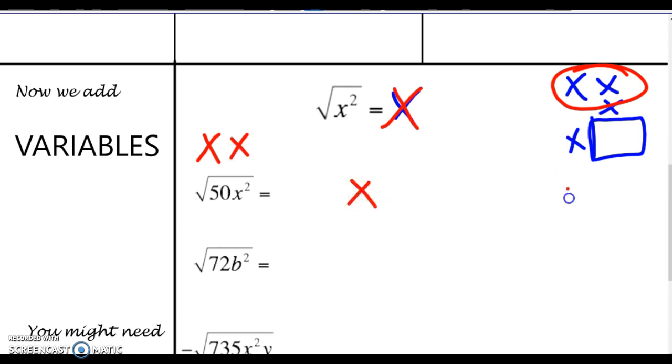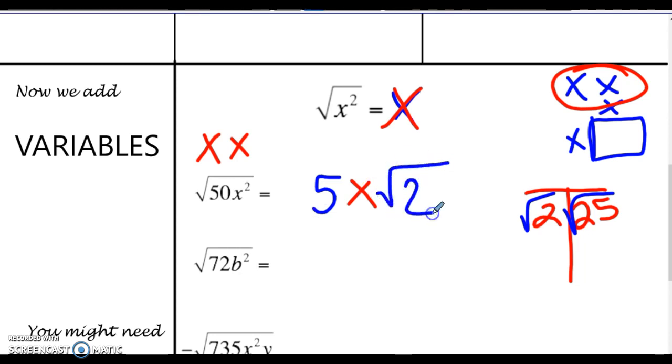Then I have to think of the 50. All right, what goes into 50? 2 times 25. So then I take the square root of each of those pieces. Square root of 25 is 5. But the square root of 2, does that have any pairs, anything you can pull out? It does not. So, there it is.